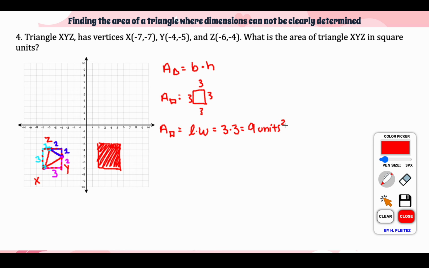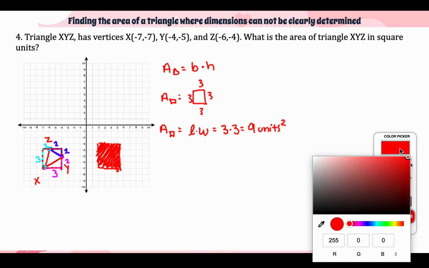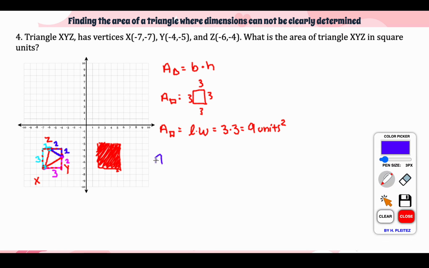So I know the entire area of this whole shaded region, which I'm not going to shade because it's going to mess up our picture, but let's pretend, is 9 units squared. Now what we're going to do is slowly erase the areas of the triangles that we created. Let's find the area of this blue triangle. Again, the area of a triangle is base times height over 2. When we create our right triangles, we already have the base and the height. The base is this 1 right here, the height is 2, and then we're dividing that by 2. So we get 2 over 2, so the area of that blue triangle is 1 unit squared.